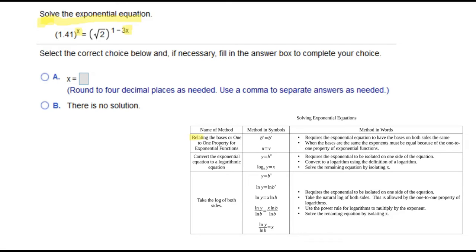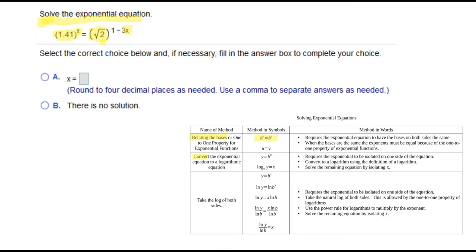We have relating the bases, which requires us to make both sides have the same base. We're not going to be able to do that with this example because the base on the left is 1.41, which is a decimal with 2 places, and the base on the right is square root of 2. Square root of 2 has infinite decimal places. So we're not going to be able to make the bases the same.